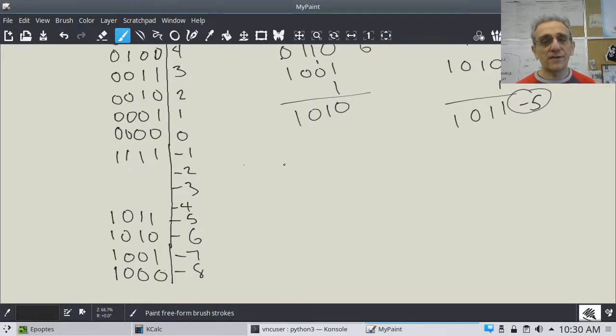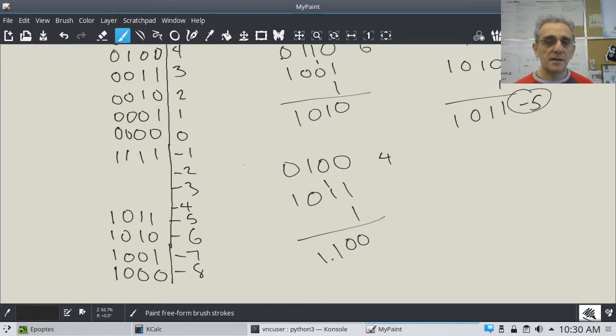Now let's do negative 4. Negative 4 is 4, 0, 1, 0, 0. And flip the bits, 1, 0, 1, 1. Add 1, carry the 1, carry the 1. And therefore, 4 is 1100. So that's negative 4.